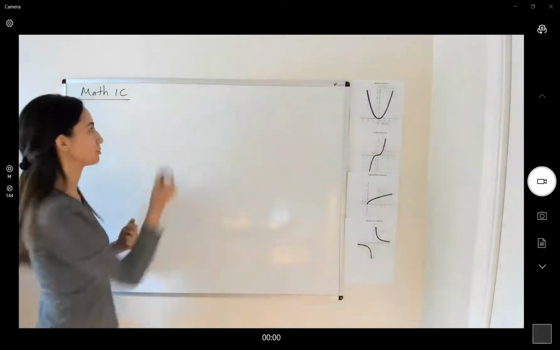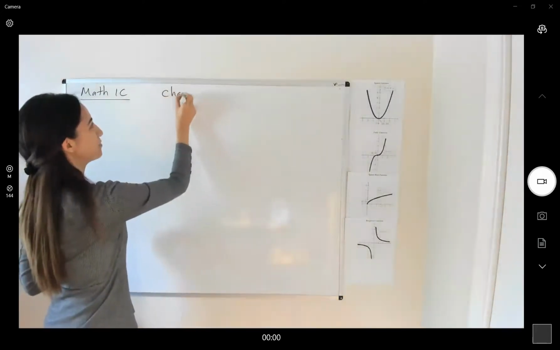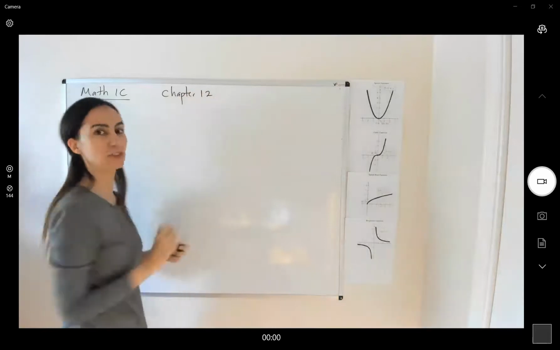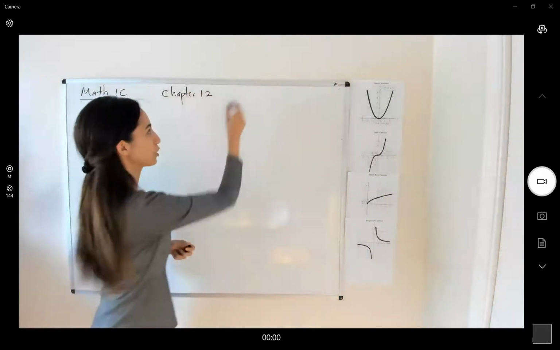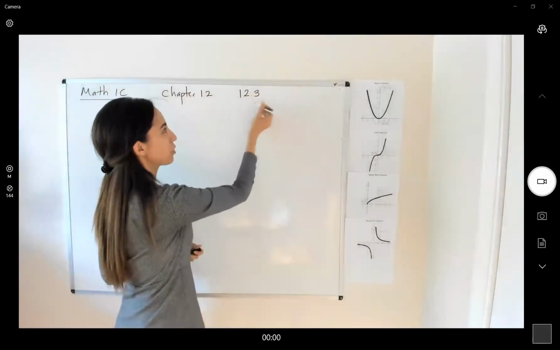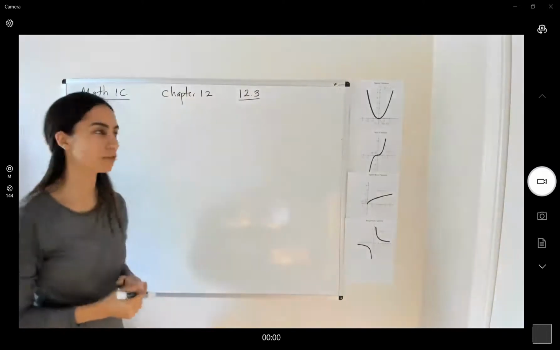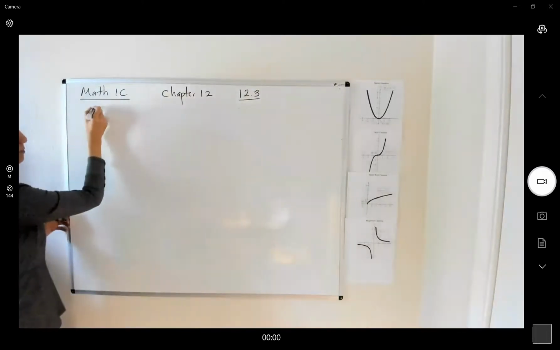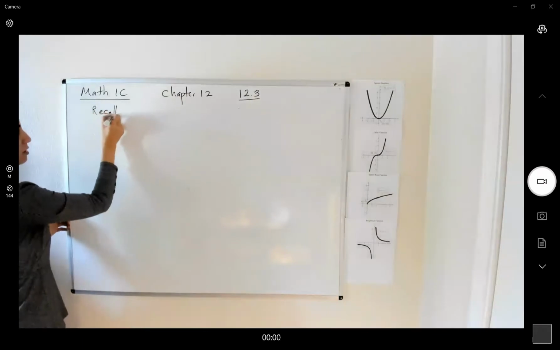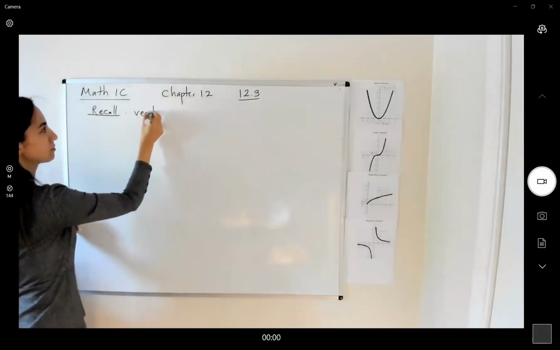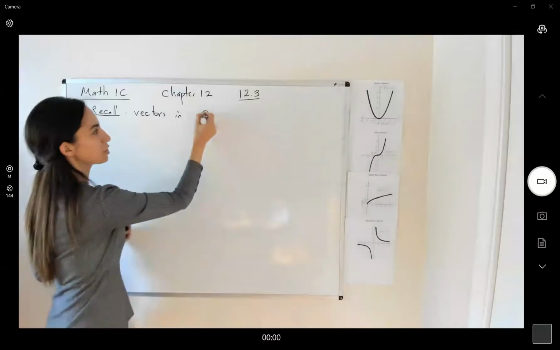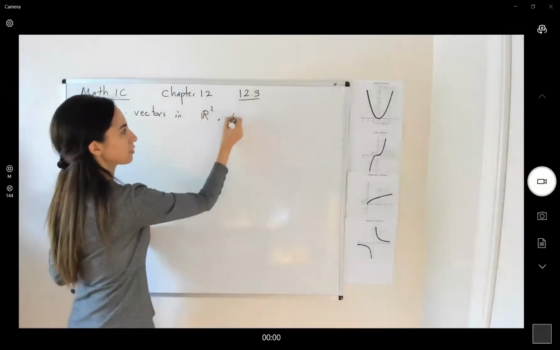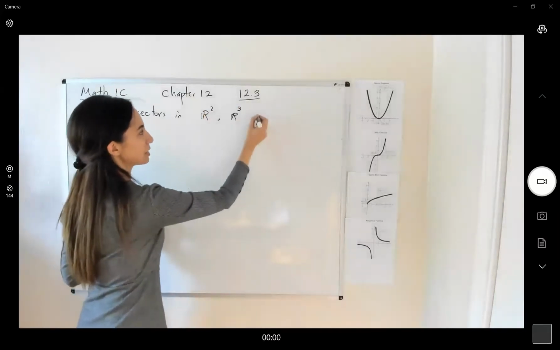We are still on chapter 12. We're done with 12.1, 12.2. We're going to start 12.3. So what we learned so far, we talked about vectors. We talked about vectors in two-dimensional and three-dimensional space.